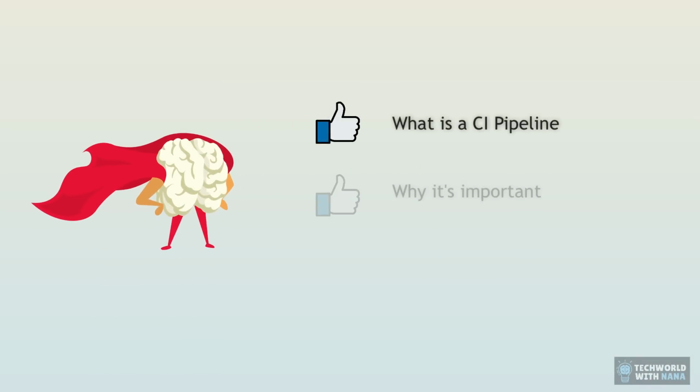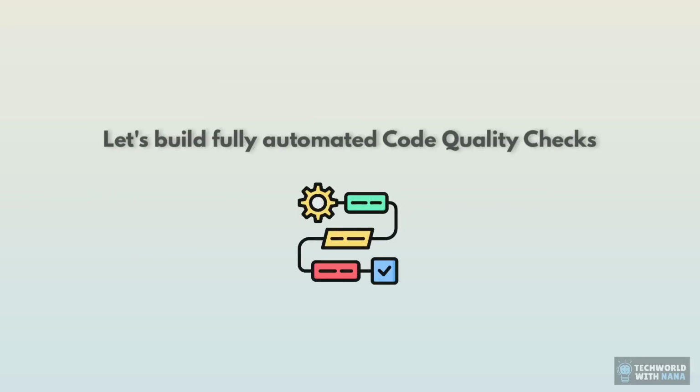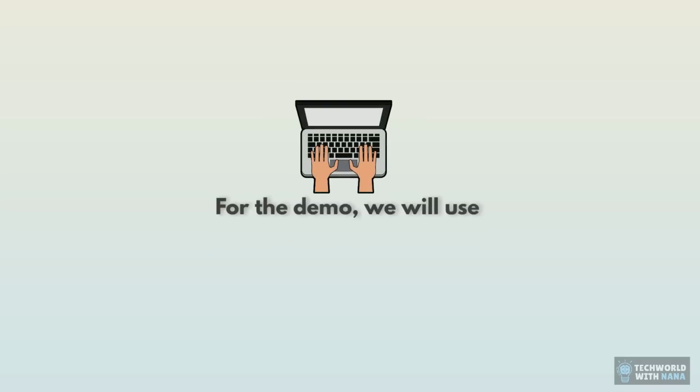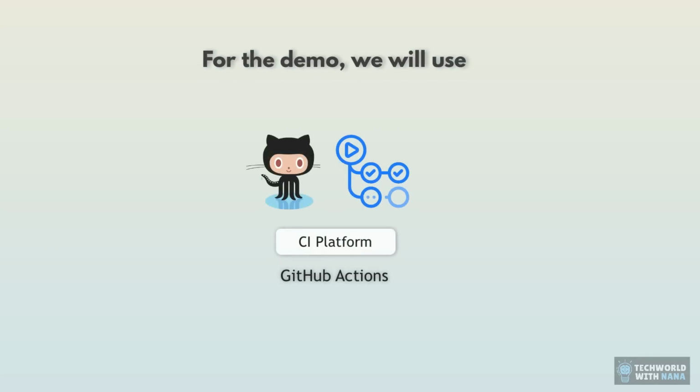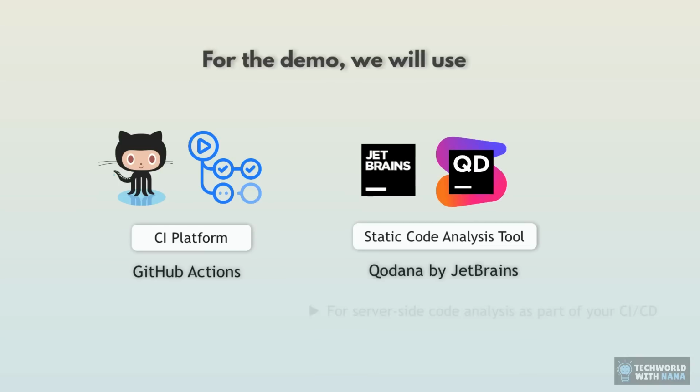Great. Now that we understand what a CI pipeline is and why it's so important, let's build one to showcase how we can implement fully automated code quality checks. For the demo, we're going to use GitHub Actions as our CI server to execute the code quality checks. And for the code analysis itself, we will use a tool called Qodana, as I mentioned, which has really good code quality checks and is really easy to get started with.